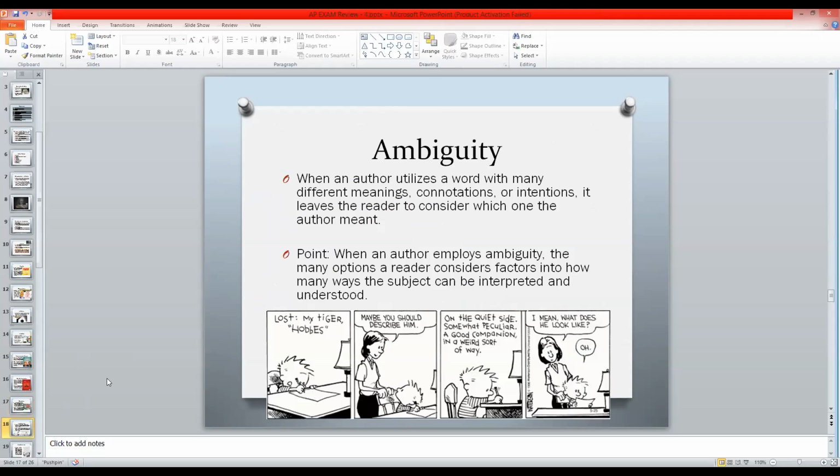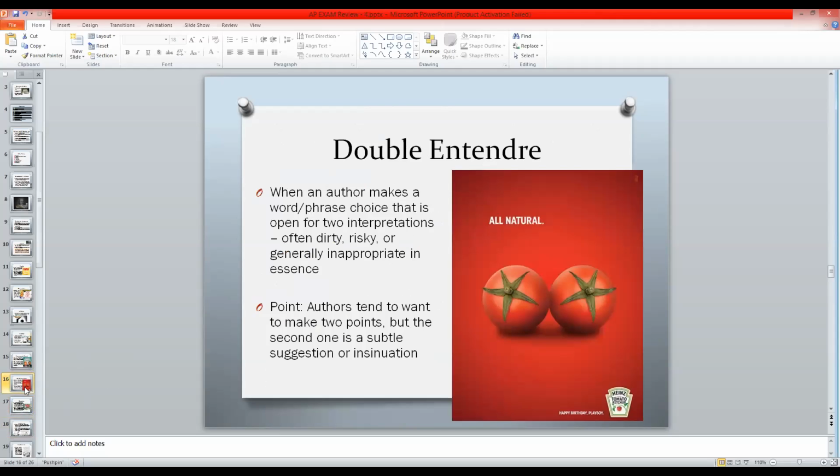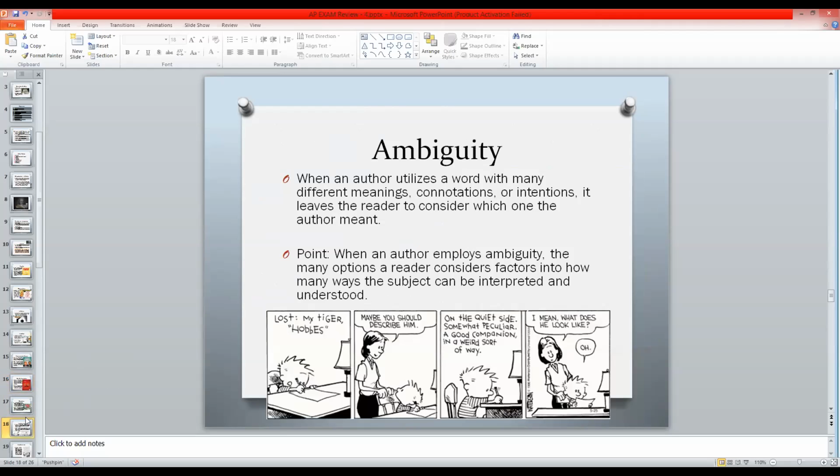Next, ambiguity. It's when an author utilizes a word with many different meanings, connotations, or intentions. And this is kind of like double entendre in some ways, where the word itself is open to interpretation. The reason authors use ambiguity is sometimes there's no clear answer, and it actually says a lot when the audience thinks a particular word and the author actually meant a different word here. So really we're playing into the author's trap with ambiguity because it reveals a lot about how the audience perceives a particular word or understanding in the context of the situation here.